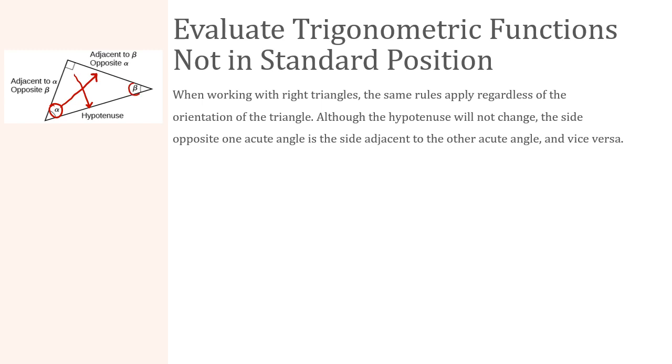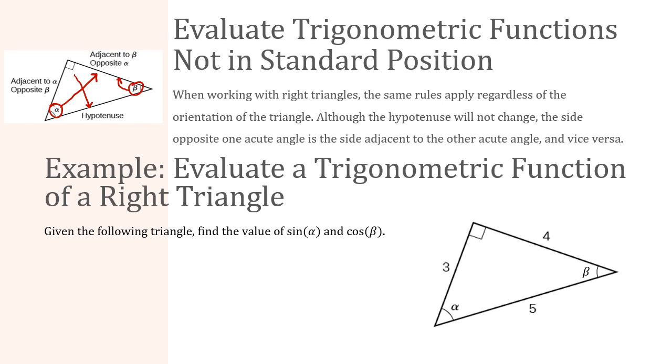But if we look at beta, the side that's closest to beta is adjacent. So in this situation, a side is not always opposite, and not always adjacent. It depends on the angle that we're referring to. So although the hypotenuse will not change, the side opposite one acute angle is the side adjacent to the other acute angle and vice versa. So we have to be careful about that. So let's take a look at an example.